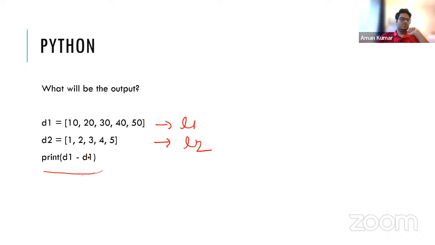I'm sorry. This is D2. Okay, that's why you guys are saying 0. This is D2. My bad. D1 minus D2, I mean, okay. 0, 0, 0, 0. How? 5 zeros. Somebody is saying 5 zeros.